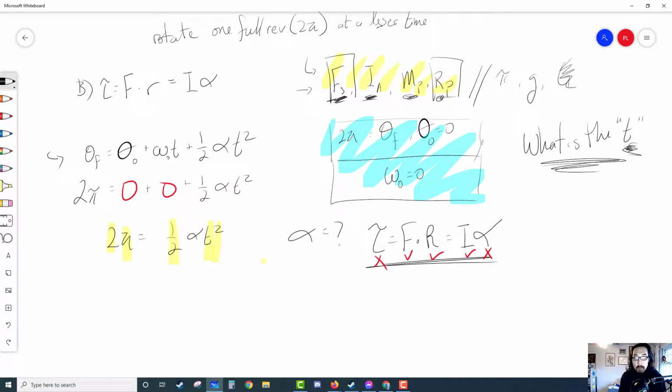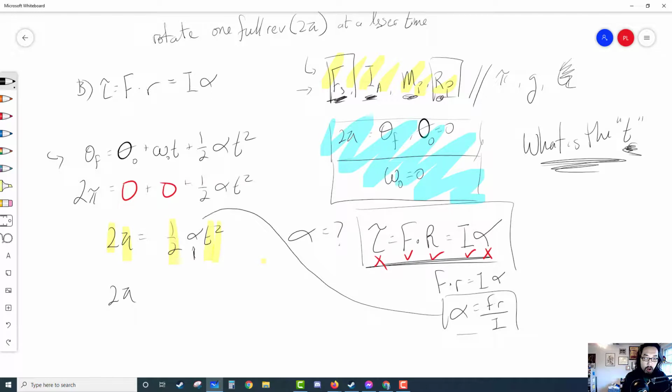So we can't use 2 out of the 5 variables. All that means is you need to be able to rearrange this equation so that we're only using the variables required. Watch how we do that. F times R is equal to I alpha. We want to substitute alpha into the equation over here, so we can say that alpha is F times R divided by I. So I'm putting this in right there. We get 2 pi is equal to 1/2, and I'm going to put this in parentheses, F_s R_p over I_a. I want to use their variable system, so I'm going to fix that up. There we go. And then we have t squared.